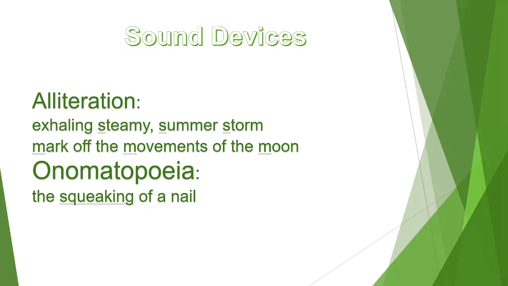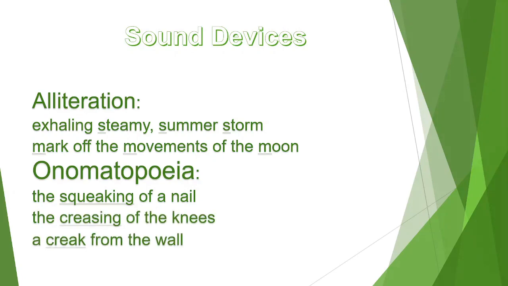There are 3 sentences where onomatopoeia is used. The first is the squeaking of a nail. The second is the creasing of the knees. And the last one is a creak from the wall.